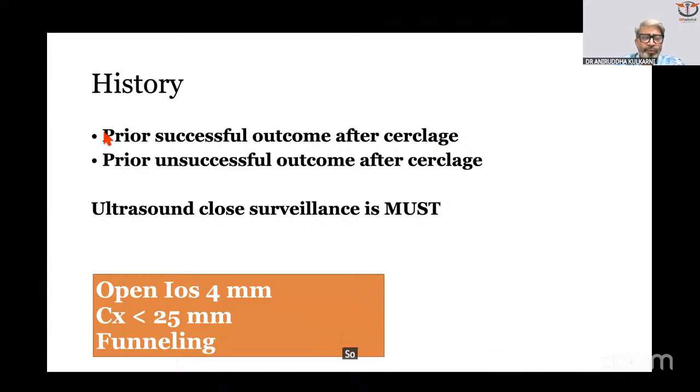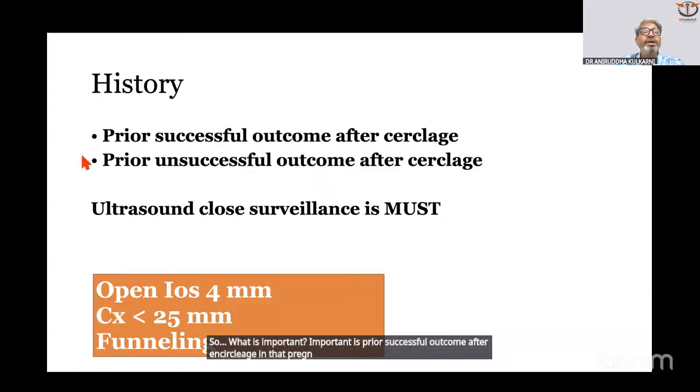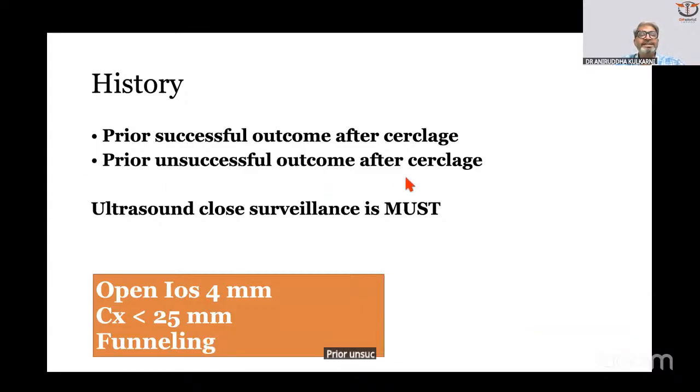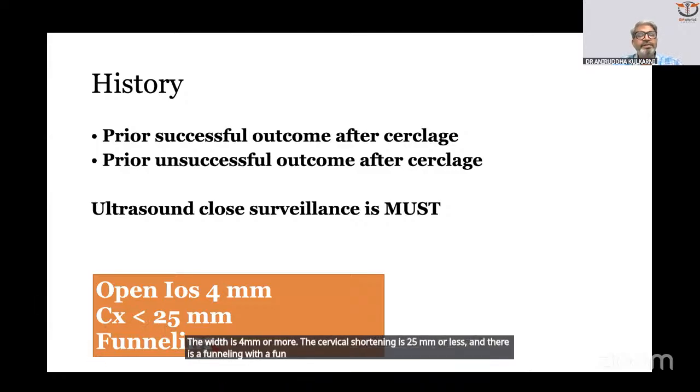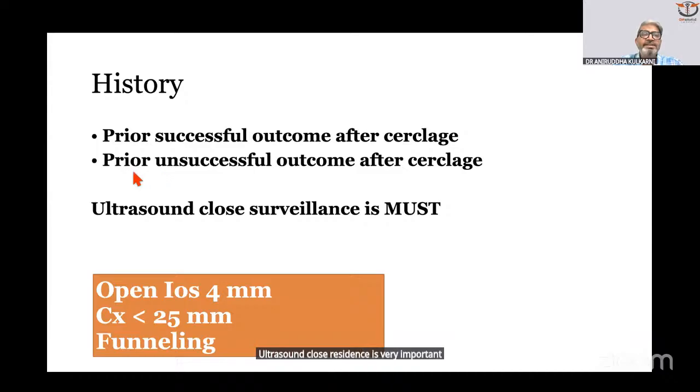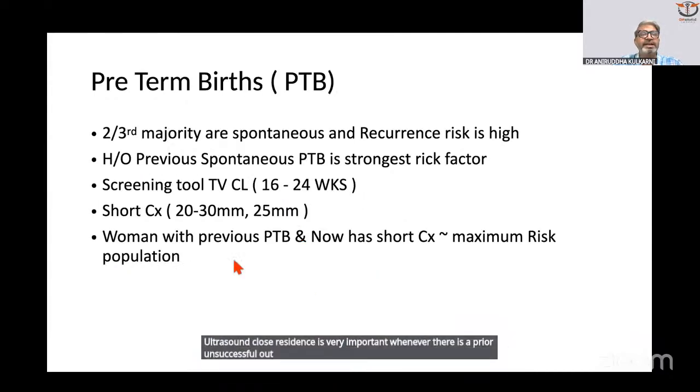What is important is prior successful outcome after encerclage in that pregnancy or prior unsuccessful outcome after the encerclage. In patients where the internal os is open, the width is 4 millimeter or more, the cervical shortening is 25 millimeter or less, and there is funneling, with a funneling percentage that we calculate. Not only that, we calculate the CCI. Ultrasound close surveillance is very important whenever there is a prior unsuccessful outcome after the encerclage.